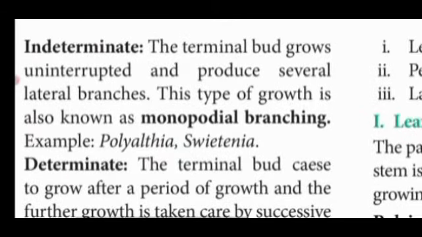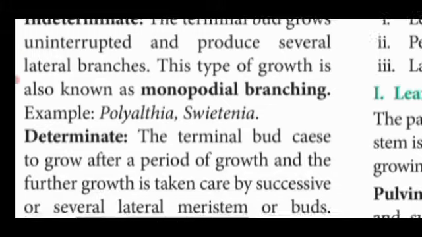First is indeterminate. The terminal bud grows uninterrupted and produces several lateral branches. This type of growth is also known as monopodial branching. Example is Polyalthia. So the stem only produces lateral buds, uninterrupted, in a single direction. The branches grow in a single direction, so it is called monopodial branching.